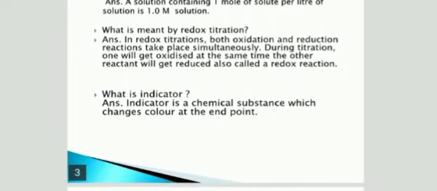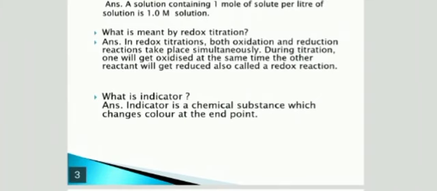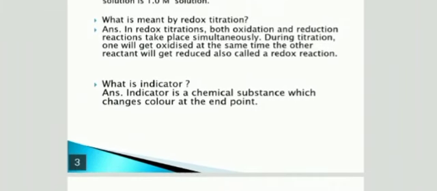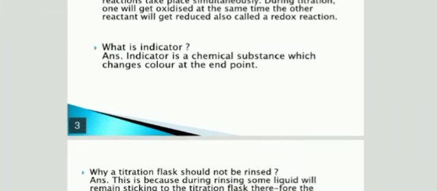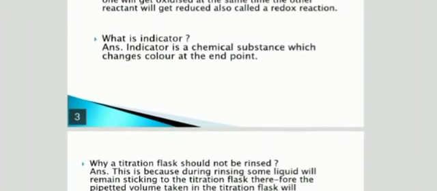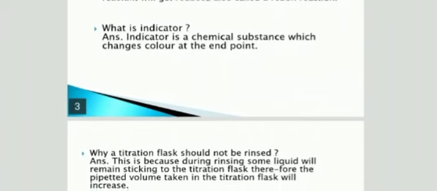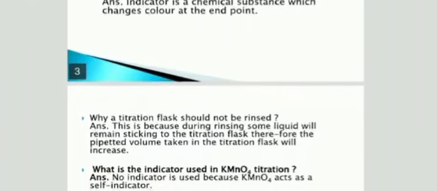Next question, what is meant by redox titration? In redox titration, both oxidation and reduction reactions take place simultaneously during titration. One will get oxidized, and at the same time the other reactant will get reduced. It is also called redox reaction. Next question, what is an indicator? An indicator is a chemical substance which changes the color at the end point.